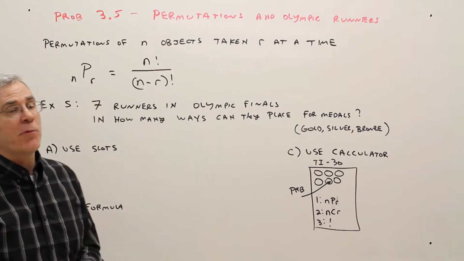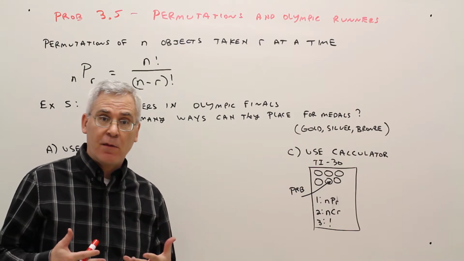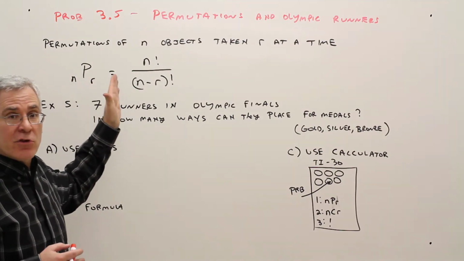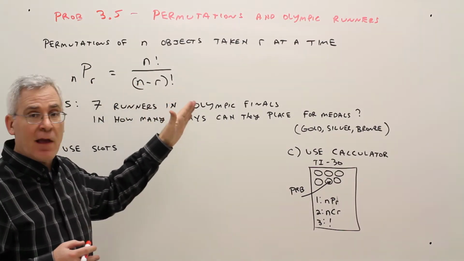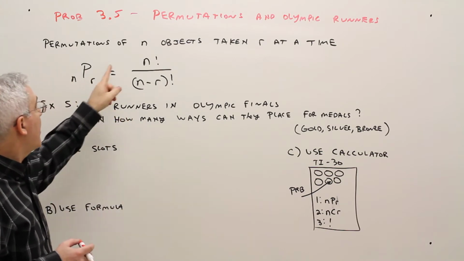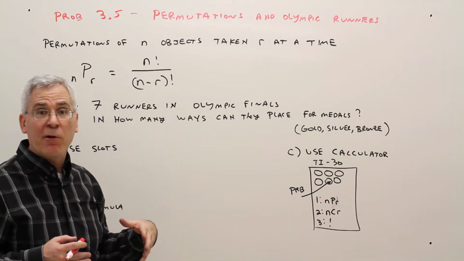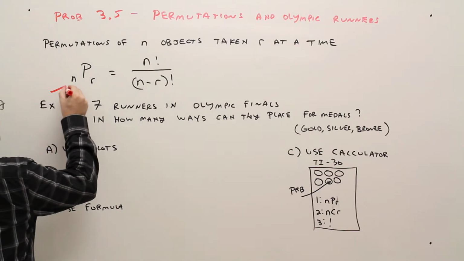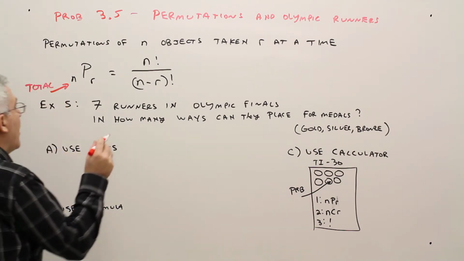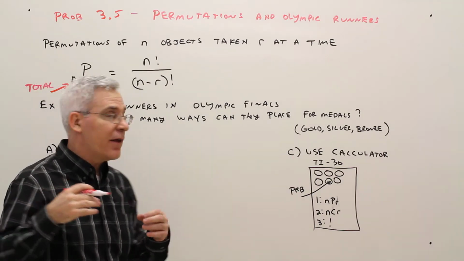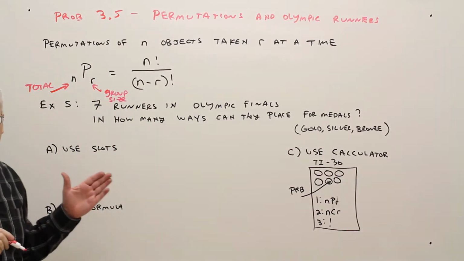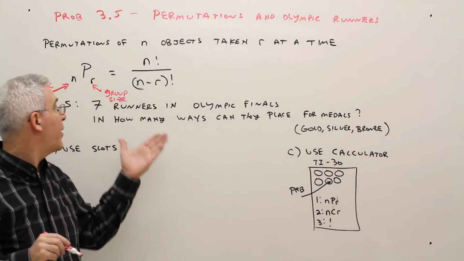Welcome to probability video 3.5, permutations in Olympic runners. All right, so let's define what a permutation is. A permutation of n objects taken r at a time is given by this formula. I call this nPr, kind of like National Public Radio, equals n factorial over n minus r factorial. It's important to know that n is the total number of objects, and that r is the grouping size. That's going to be very important when using the formula because you just need n and r.